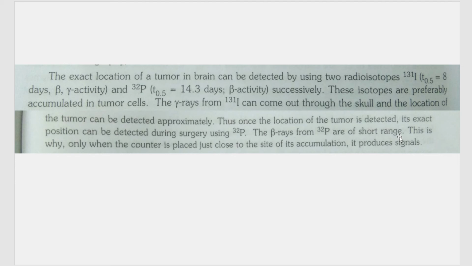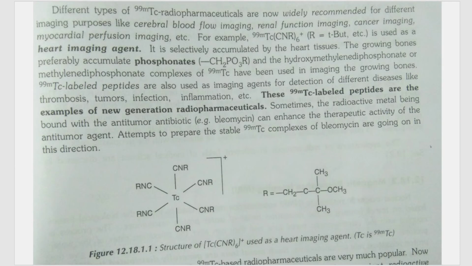So first, using the iodine isotope, you can approximately tell where the tumor is present. Then during surgery, in that region which the iodine isotope has shown, you use the phosphorus isotope and check where exactly in that position the tumor is present, and then the tumor is removed.